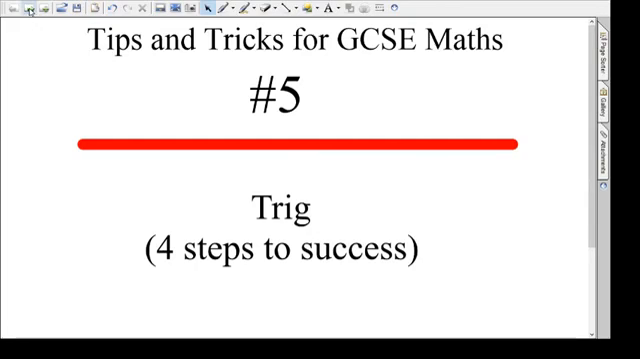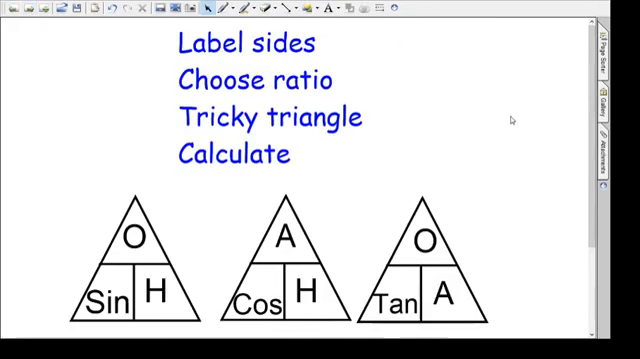Okay, so let me start with what you need to learn and remember. What I'm going to show you today is going to be 4 steps to success. The 4 steps are label sides, choosing the ratio, filling in the tricky triangle, and calculating. Those 4 things need to be remembered, and as you're going through the problems, you're going to be ticking them off in your head.